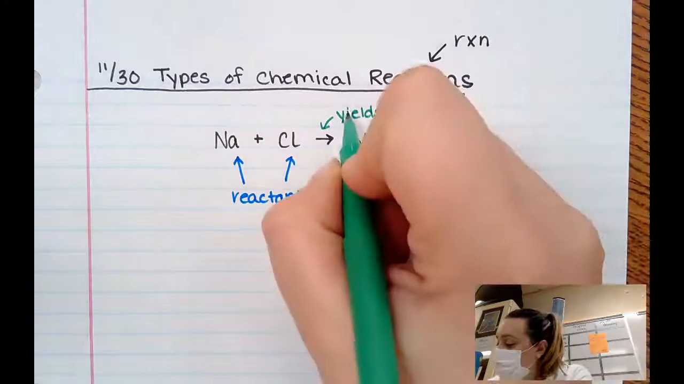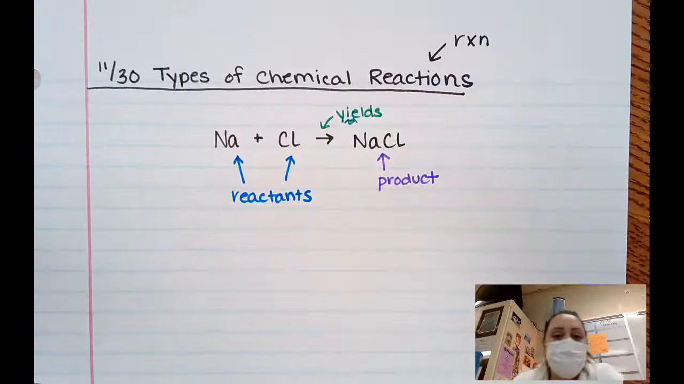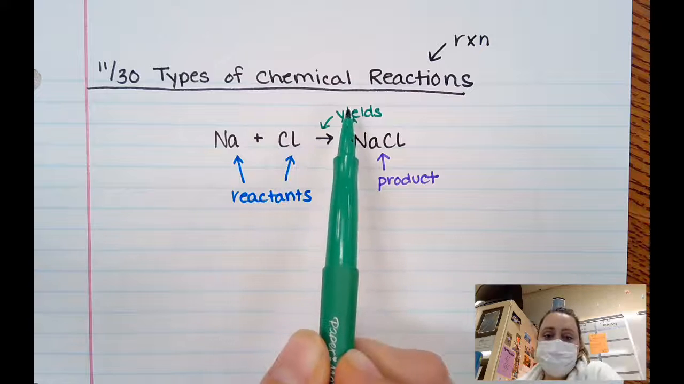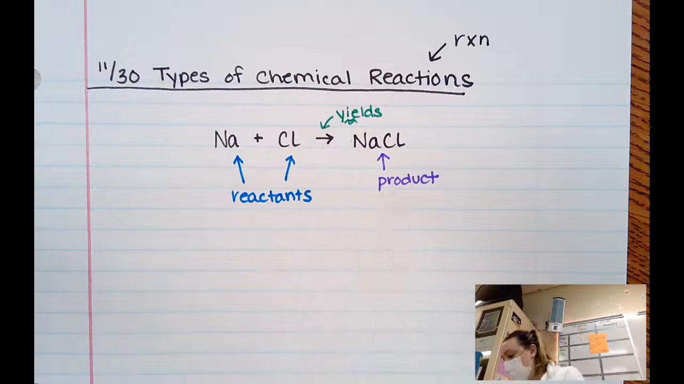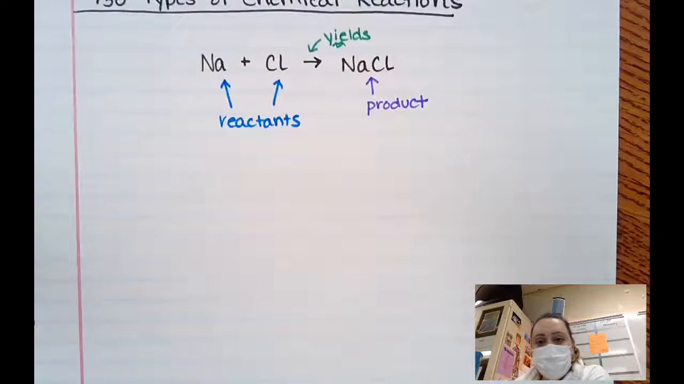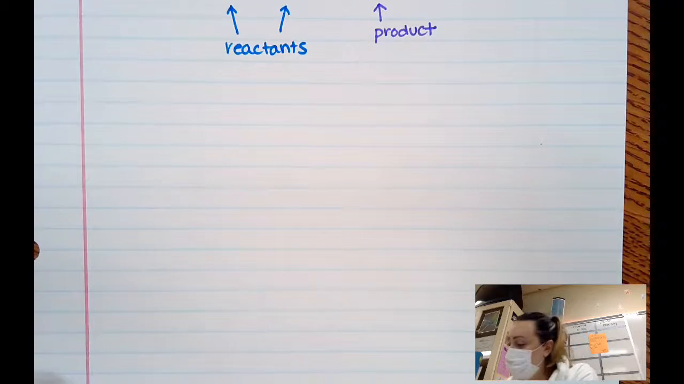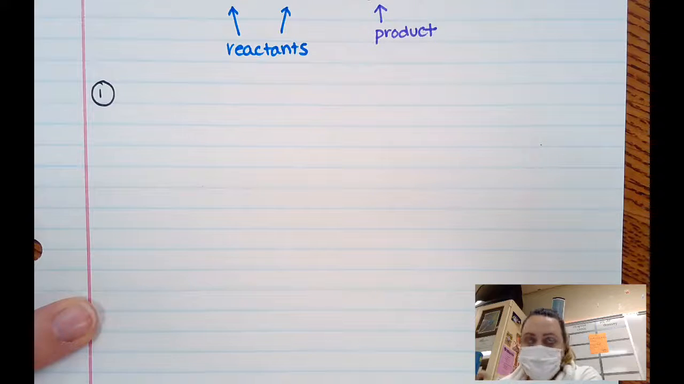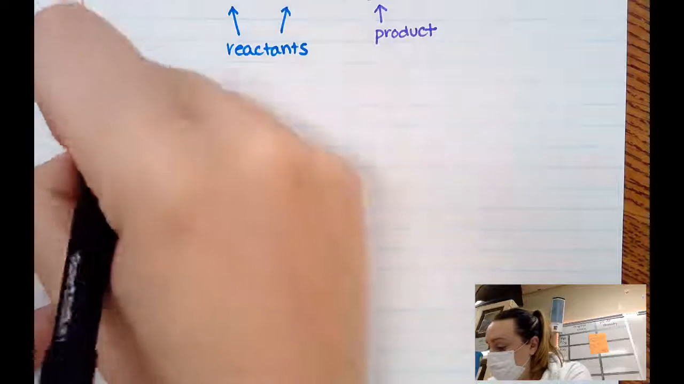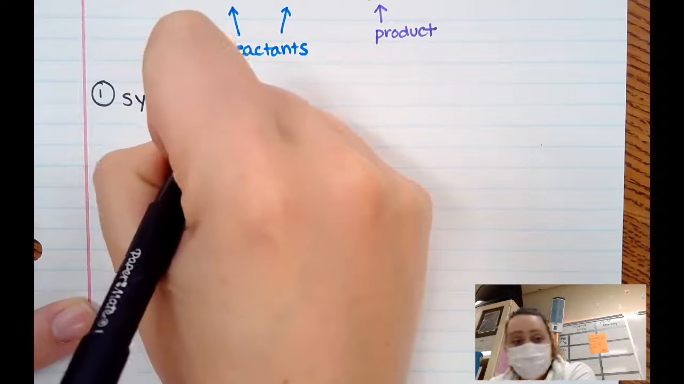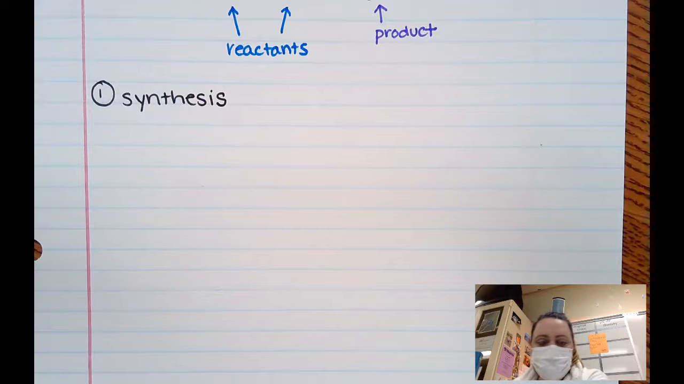Well, there's a spelling error. All right, so we have sodium plus chlorine yields sodium chloride. So for our 5 types of reactions, the first is called a synthesis reaction. And this is where multiple things come together to make one thing.